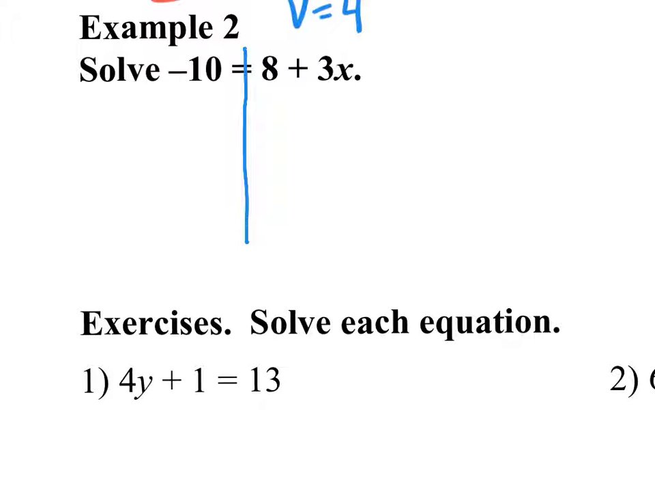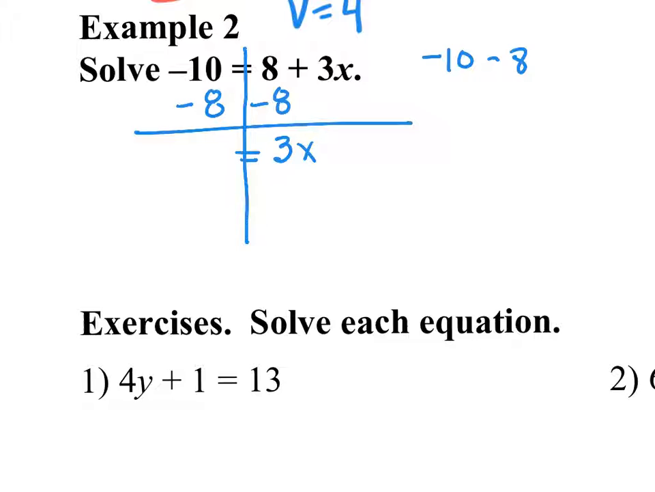Why did I say positive 8? The 8 doesn't have a sign in front of it. It's not subtracting, so we just know it's positive, so the opposite is negative. Okay? So we're going to subtract 8. Negative 10 minus 8. Well, okay, here's where our integer rules come into play. Leave, change, change. Because negative 10 minus 8 would be negative 18.